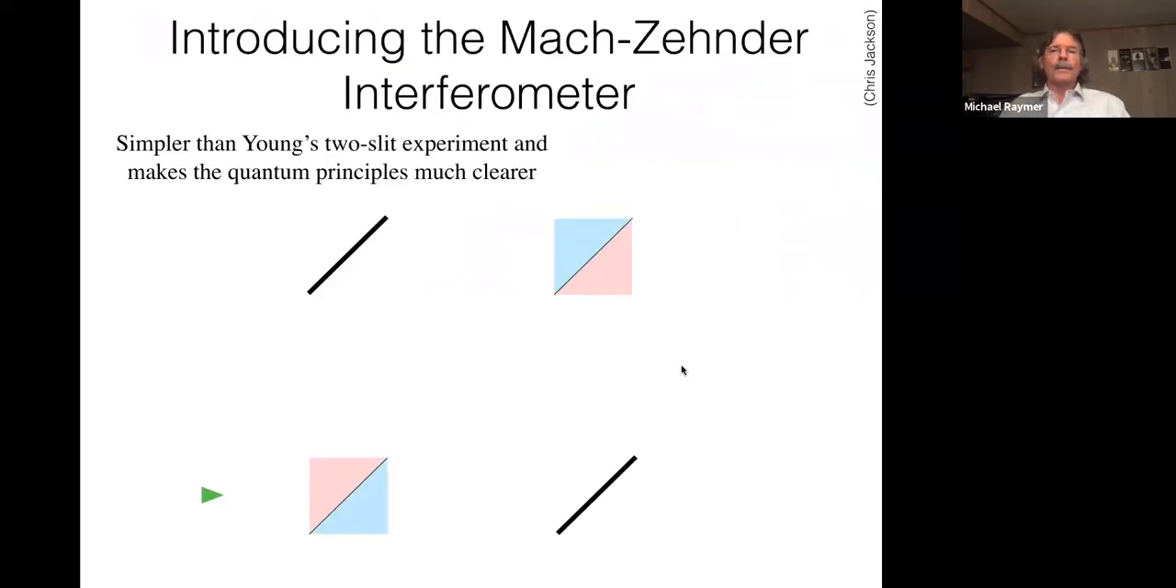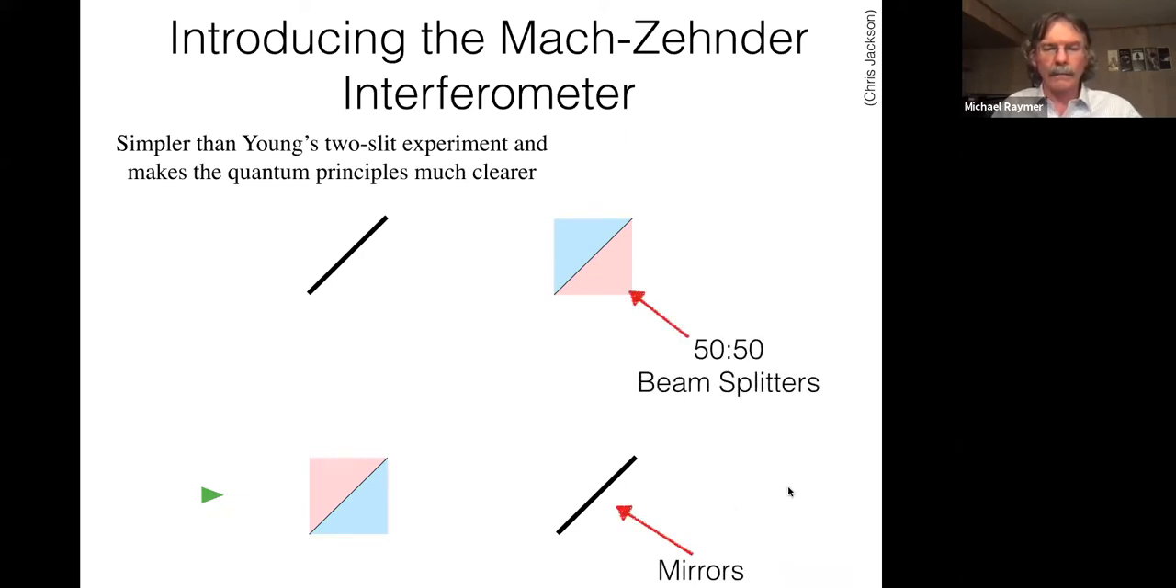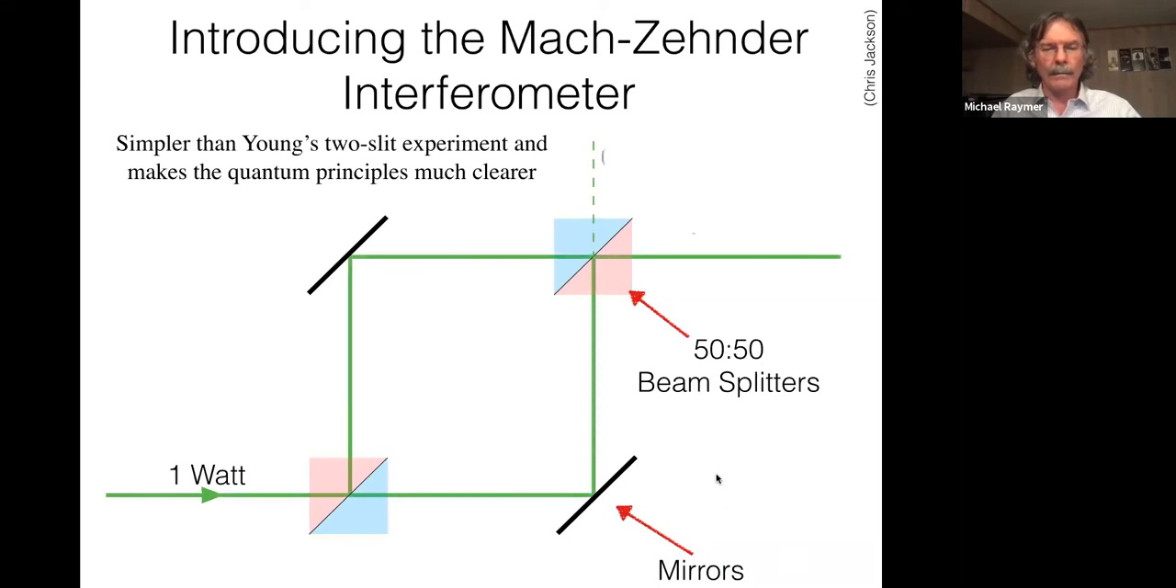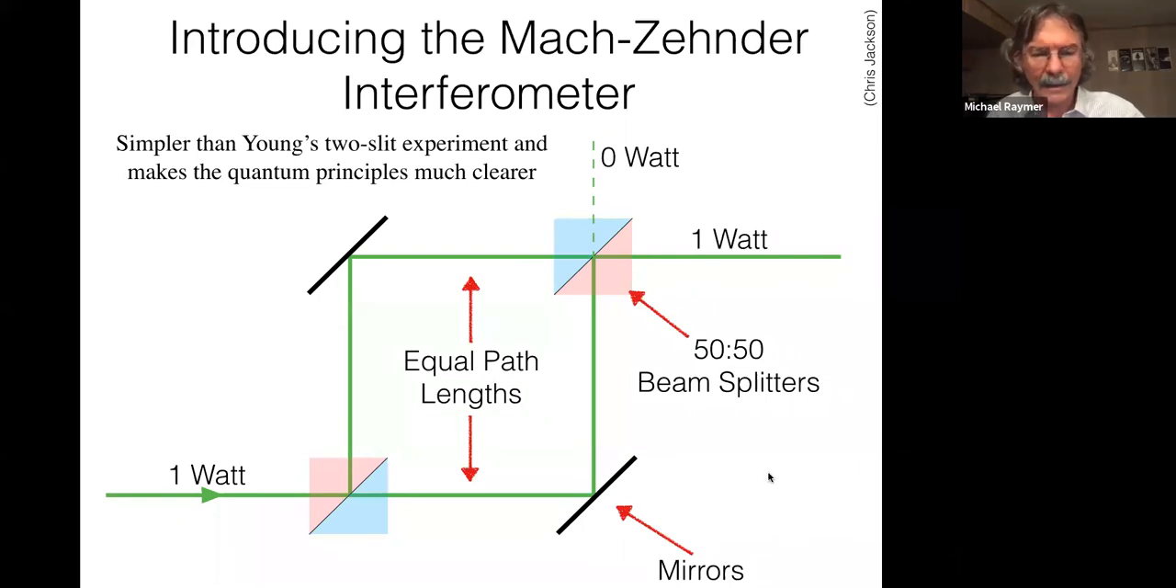Okay, so let us now introduce a Mach Zehnder interferometer, named after two people, Mach and Zehnder, who studied this probably 100 years ago or so. It's called a two-path interferometer. It's different than the one that I showed in my demonstration, which was a polarization splitting interferometer. This one just has beam splitters. And so the idea is we have mirrors and beam splitters. And if we send a 1 watt beam into this interferometer, we have it arranged so that there's equal path lengths going in the upper path and lower path. Let's assume they're exactly equal.